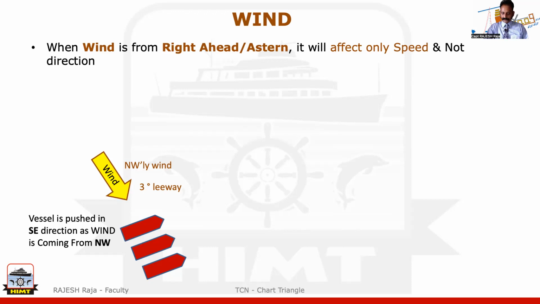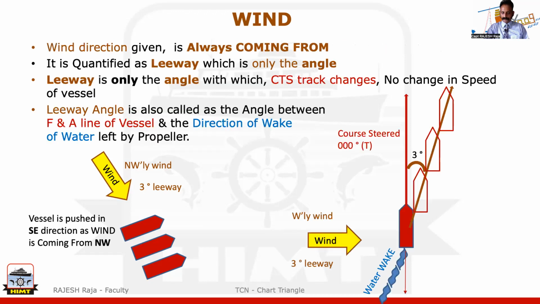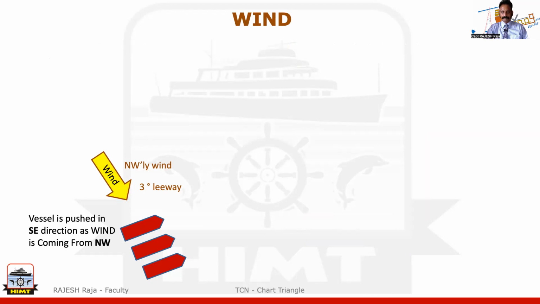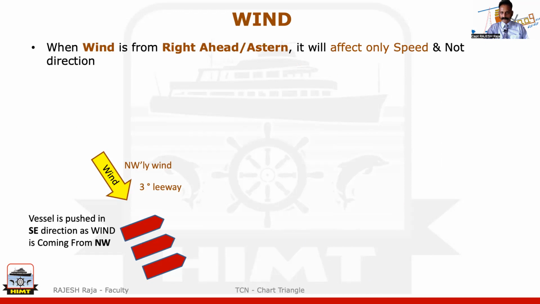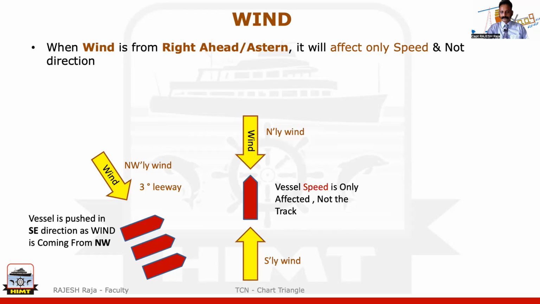In the previous example, let me just quickly go back. If you see here, the wind was coming from either side of your vessel, so port or starboard. So whenever it is coming from either port or starboard, we will depict it as if it is affecting the course steered track. But if it is coming from right ahead and right astern, it is going to affect only my speed, not the track. So just an example, let us say wind is coming from here or here. It is going to affect the vessel's speed slightly, but not the track.